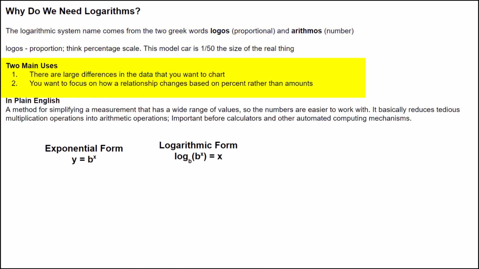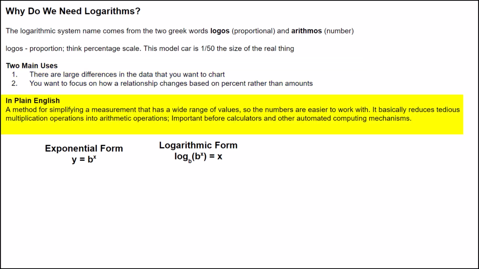With that said, two main uses for logarithms are when you're dealing with large differences in data and you want to chart it or represent it somehow on the same scale. The next most common use is when you want to focus on how a relationship changes based on percent rather than amounts. In plain English, we would say that logarithms give us a way of simplifying measurements that have a wide range of values, so the numbers are easier to work with. It basically reduces tedious multiplication and division operations into arithmetic operations. This is very important before the advent of calculators and other automated computing devices.